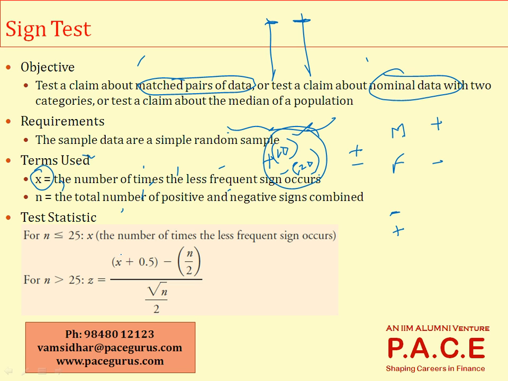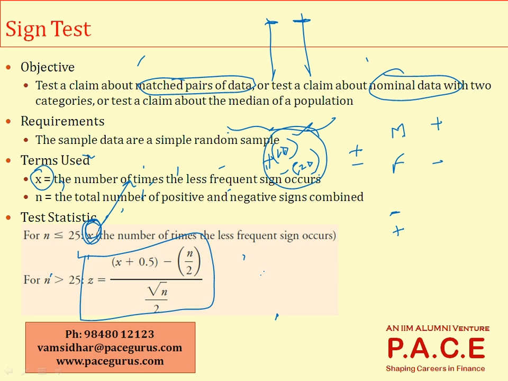So I would be more bothered about n equal to 30, and I am more talking about the number of times the least frequent sign has occurred. So based on that, I will try to find out what is my test statistic. Right? Now in this case, what would be my test statistic? Because my sample size is 30, I would choose this as my test statistic, which will follow a Z or a standard normal distribution. But if my total sample size is less than 25, I will simply consider X itself as my test statistic. What is X? The number of times the less frequent sign occurs.